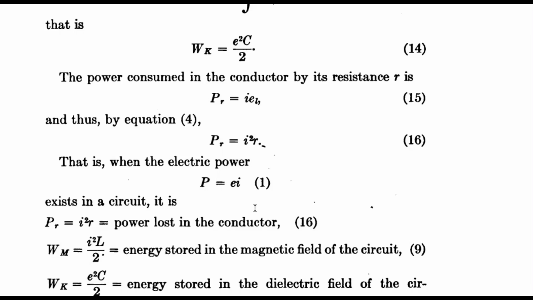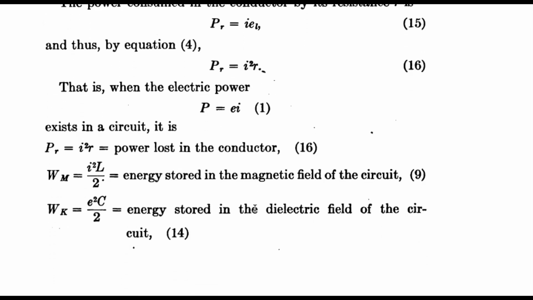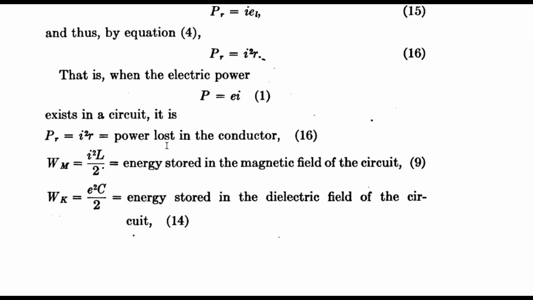Thus, when the electric power, represented as P, is equal to E times I, the following components exist in a circuit. The power lost in the conductor is represented as P sub R and is equal to I squared times R. The energy stored in the magnetic field of the circuit is represented as W sub M and is equal to 1/2 of I squared times L. The energy stored in the dielectric field of the circuit is represented as W sub K and is equal to 1/2 of E squared times C.